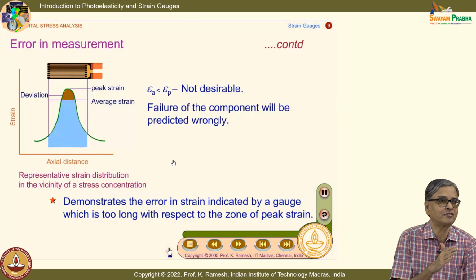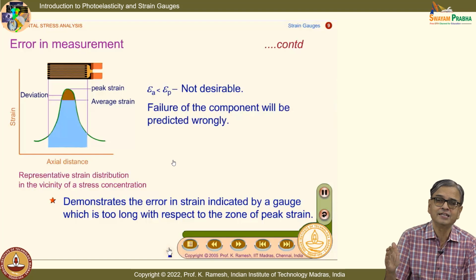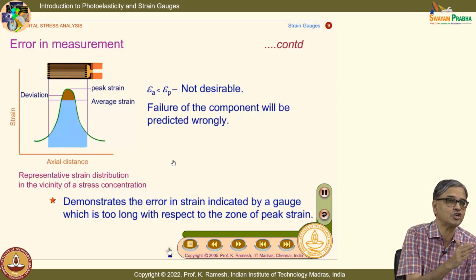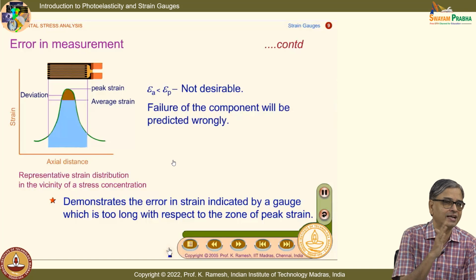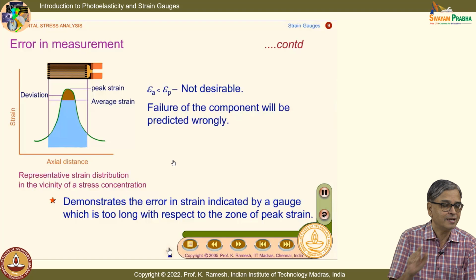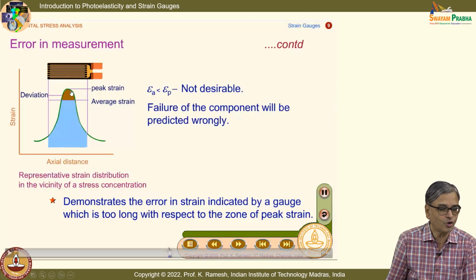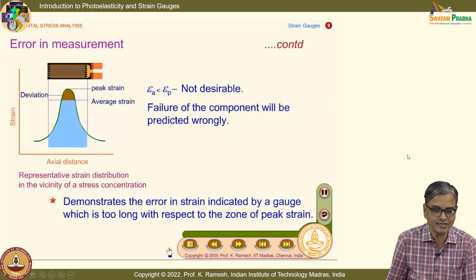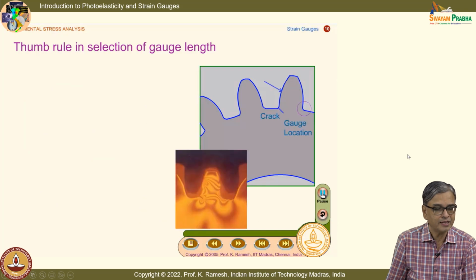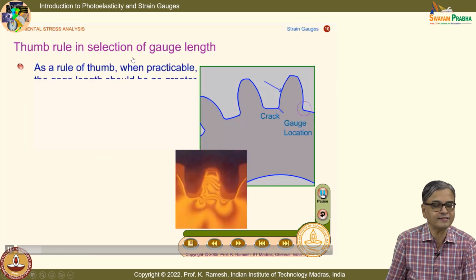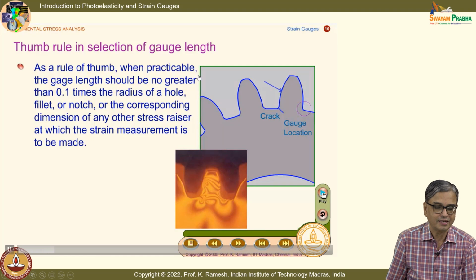If I want to paste it on a cantilever where the stress is varying linearly as a function of distance, the average will equal the strain at the point of interest. But when I have a plate with a hole, that is what we are going to see in the next slide. So, what is a thumb rule in selection of gauge length? Suppose I want to put a strain gauge on the fillet, that is what is shown here.